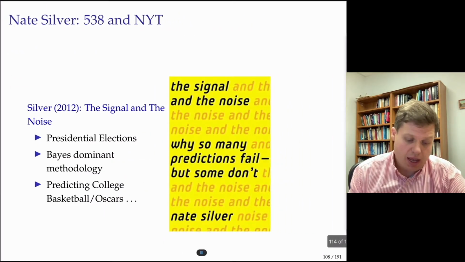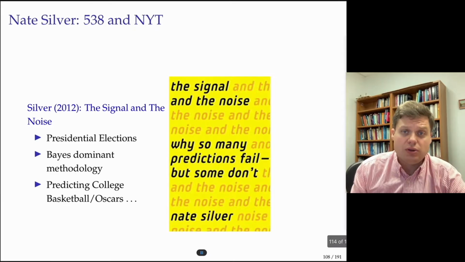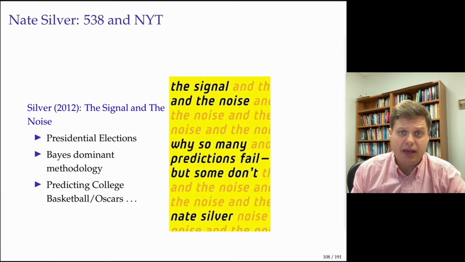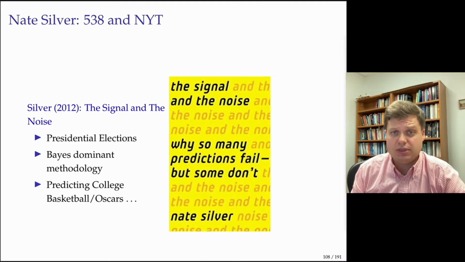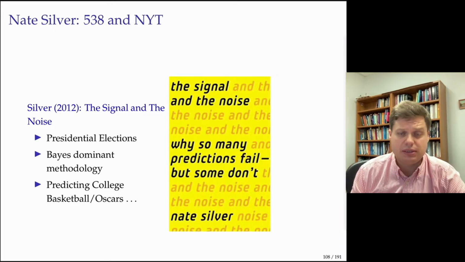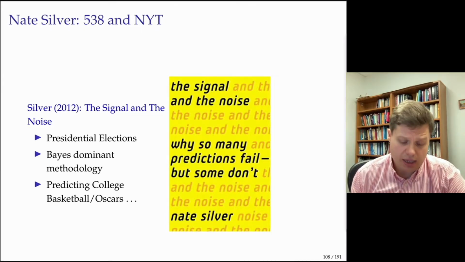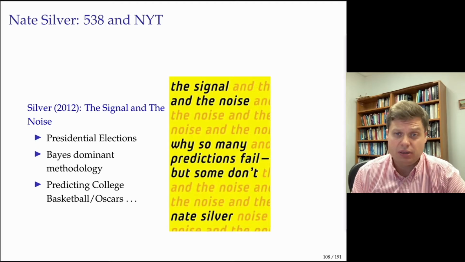Nate Silver, who is the editor at 538 now, and he was the columnist at the New York Times. He became famous for correctly predicting both of the Obama elections. He wrote a book which is called The Signal and the Noise. He talks about using Bayes' rule for his forecasting. The Obama elections were predicted using Bayesian forecasting.